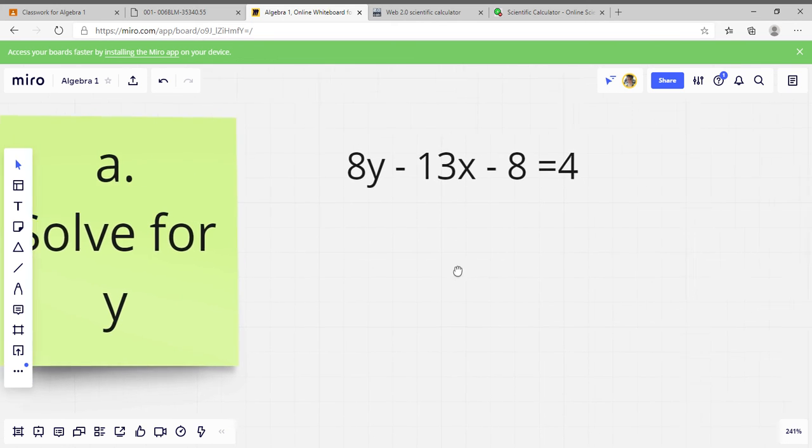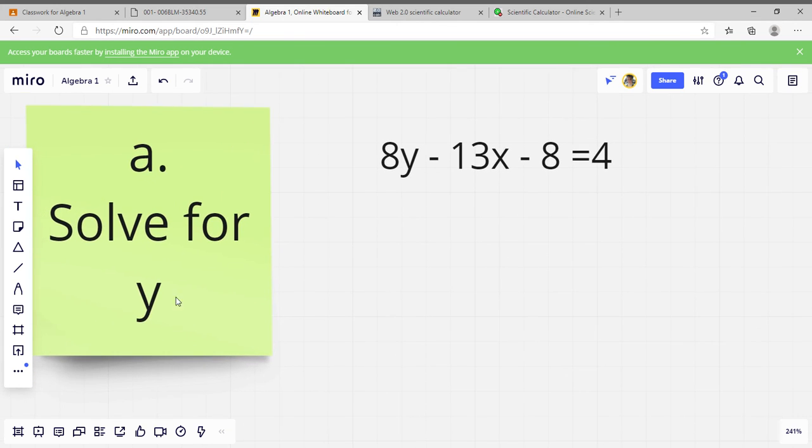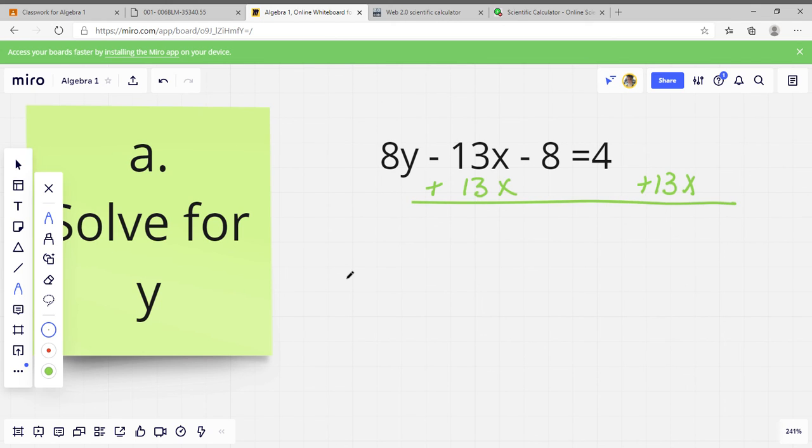This one we're solving for y. All right, so we got to solve for y. So we got to get rid of everything on this side of the equal sign with the y. We want y by itself. So we're going to do plus 13x on both sides. Those cancel. We get 8y minus 8 equals 4 plus 13x.